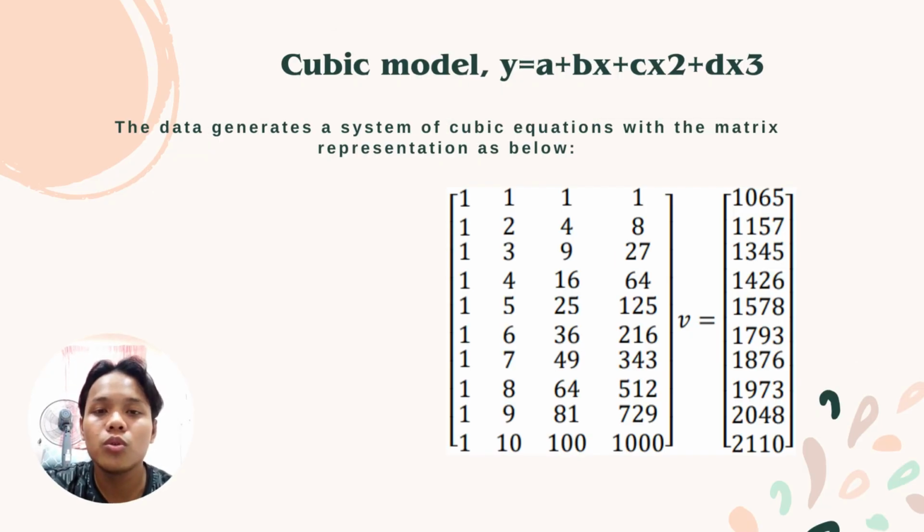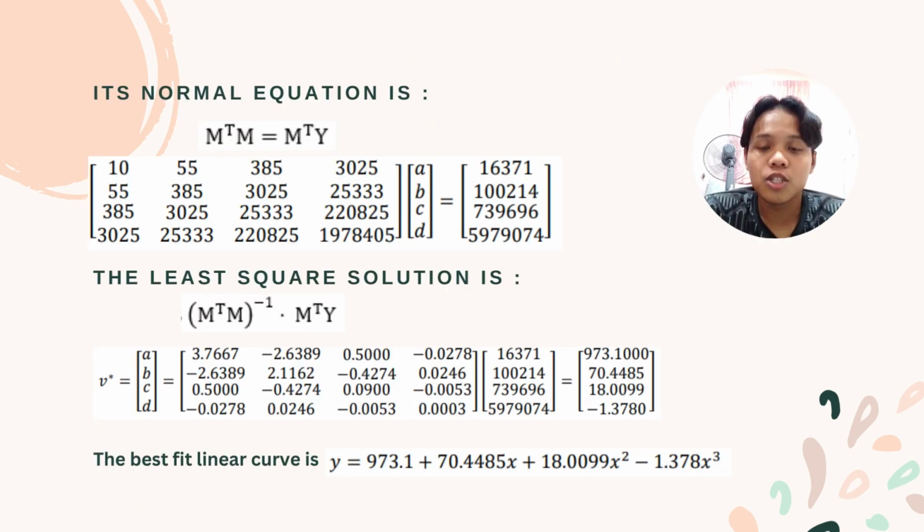Next we continue with the cubic model. The equation for the cubic model is y equals a plus bx plus cx squared plus dx cubed. The data generates a system of cubic equations with a matrix representation where the left hand side is M and the right hand side is Y. Its normal equation is M transpose M equals M transpose Y, so the equation is shown below. The least squares solution is M transpose M inverse times M transpose Y.